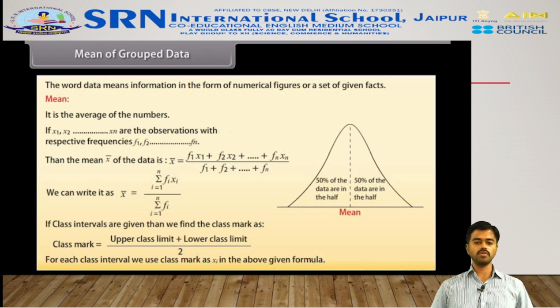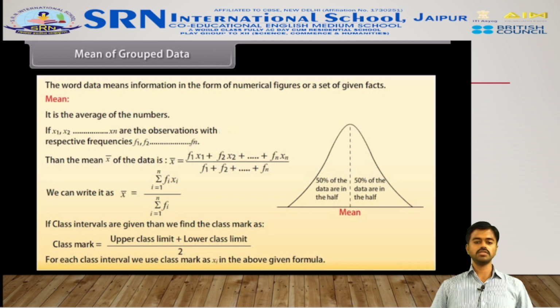If there are so many observations like x1, x2 till xn with respective frequencies, that is f1, f2 till fn, then mean can be calculated as: x bar, the symbol of mean, is equal to the sum of the products of frequency and observation upon the sum of frequencies. So the formula will be x bar equals f1 x1 plus f2 x2 till fn xn upon f1 plus f2 till fn. Now we can write this big equation into a smaller form by applying symbols of summation.